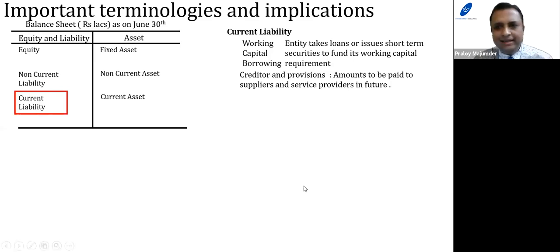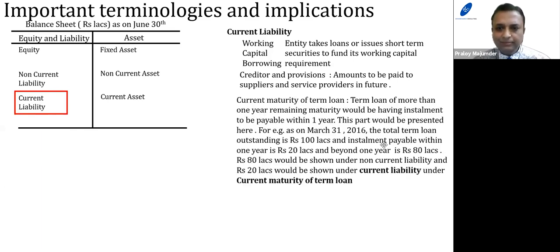Apart from that, in the case of current liability, there is something called creditors and provisions. Amounts to be paid to suppliers and service providers in future will come under the head called creditors and provisions. There is something called current maturity of term loan. What is the meaning of current liability? Current liability means any liability to be paid within 1 year. Now let me explain what this component is. Suppose a term loan of more than 1 year remains in the balance sheet. A term loan with more than 1 year of remaining maturity would have an installment payable within 1 year. This part will be presented here.